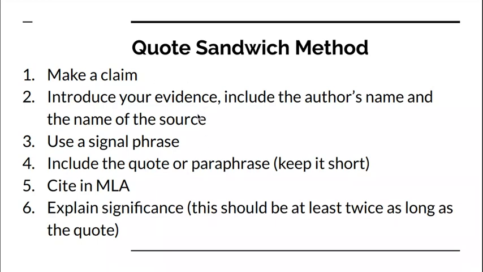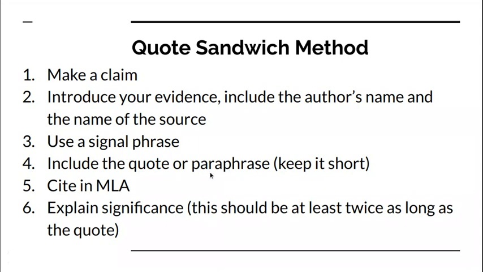So make that claim, introduce your evidence, then you need to use a signal phrase. Remember that this is a noun and verb phrase. For example, the author explains, or the handout states, or in the video, this person says. Okay, so that's a signal phrase that comes directly before your quote or paraphrase. Remember to use quotation marks if you quote something directly.